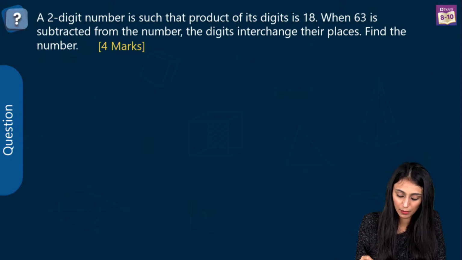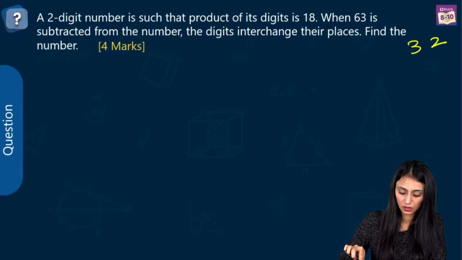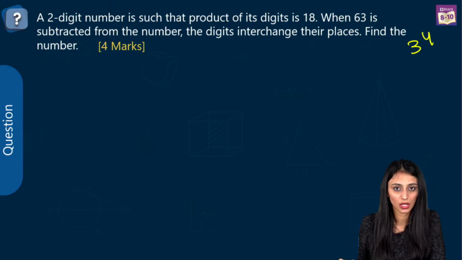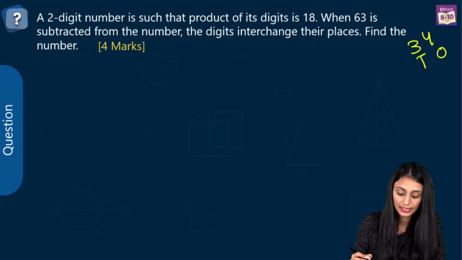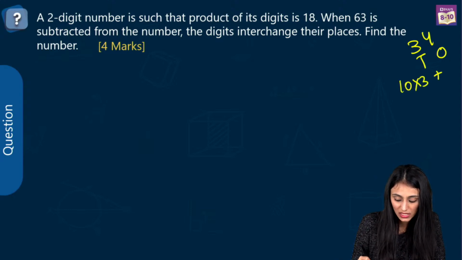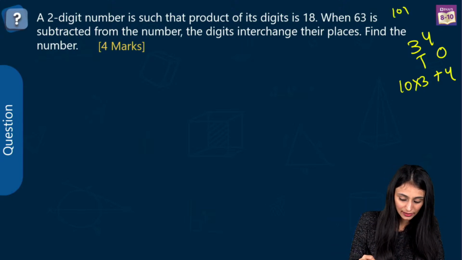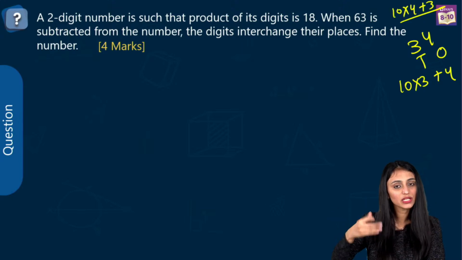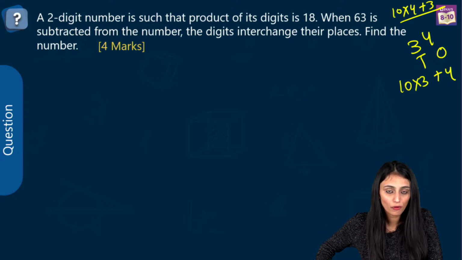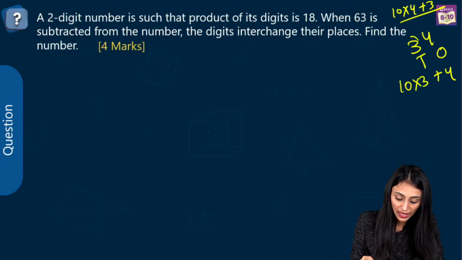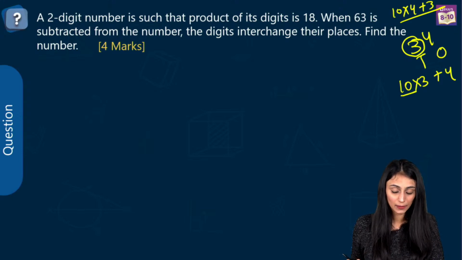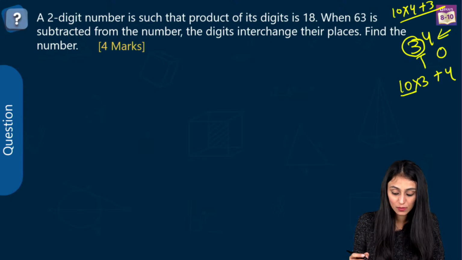Let's take an example. Let's suppose I have 32 or let's suppose I have 34. It's a two-digit number. This is at ones place, this is at tens place, right? So I can write this 34 as 10 times 3 plus 4, correct? 10 times 3 is 30 plus 4, 34. I cannot write it this way, 10 times 4 plus 3. This will give me a different number. That's going to be 43. That means whatever digit I have at tens place, we multiply that with 10. And whatever digit I have at ones place, I add that to it.